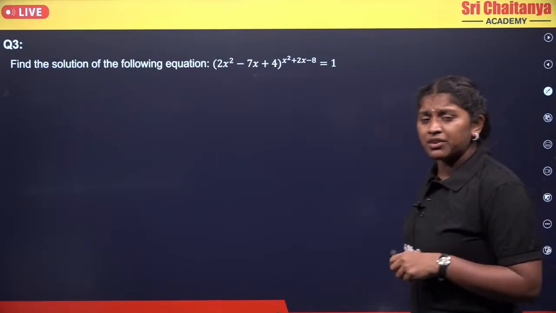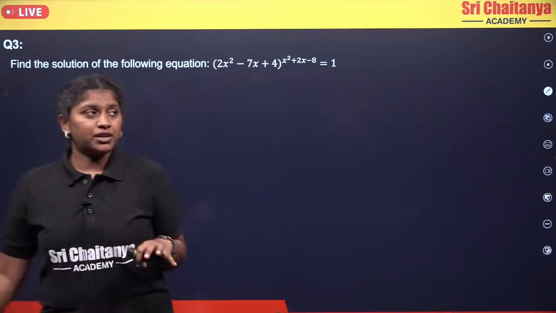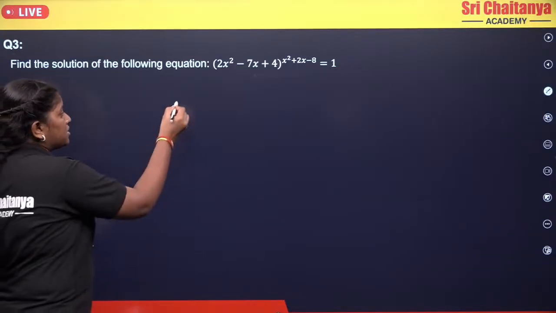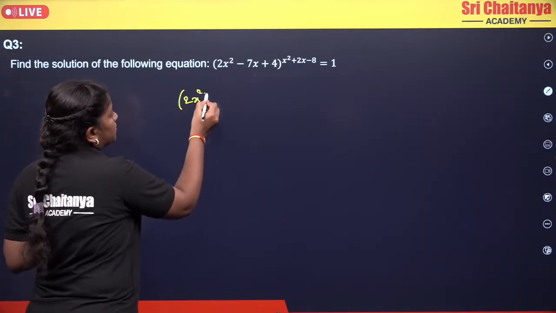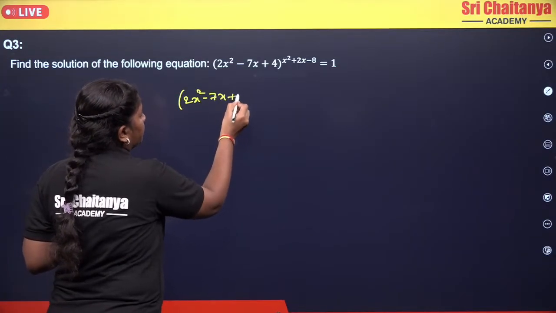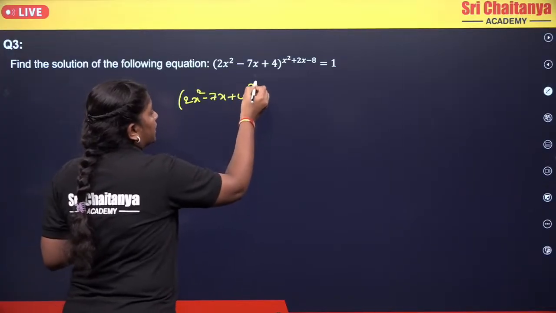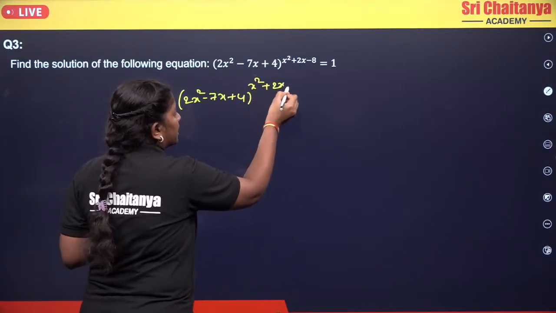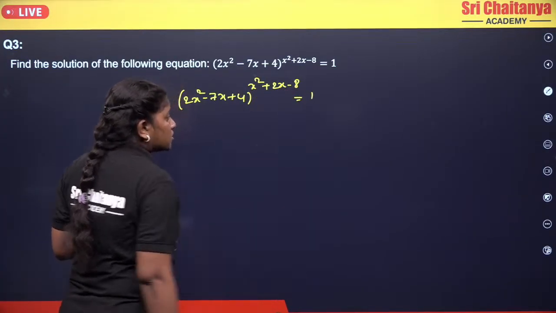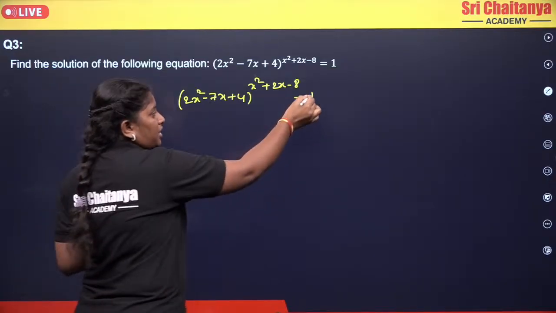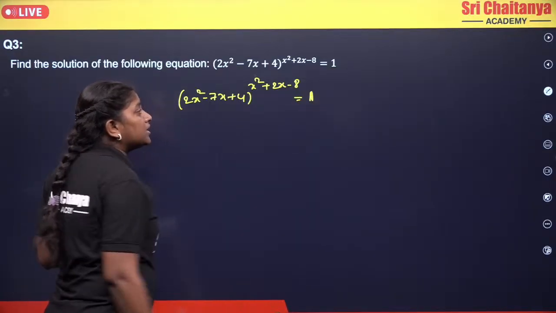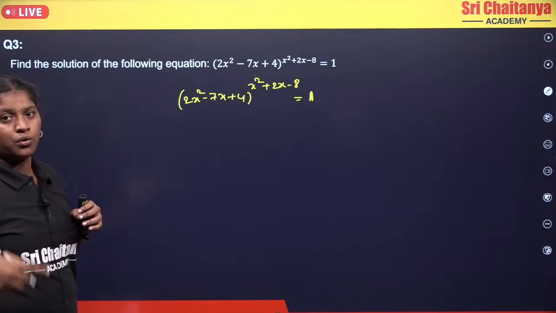So how can we simplify this equation? If you observe clearly, they gave the equation in the form of (2x² − 7x + 4) to the power of (x² + 2x − 8) equals 1. Now here I am having my 1, right? Anything to the power 0 will give you 1.